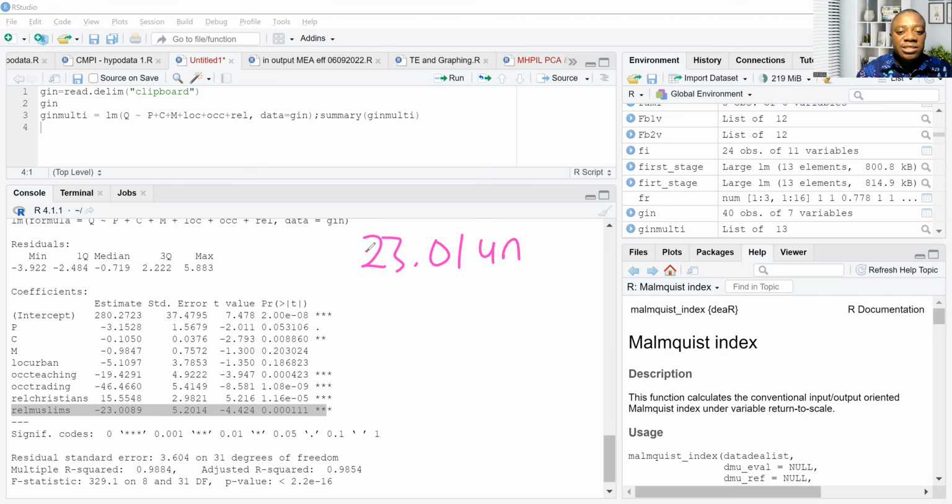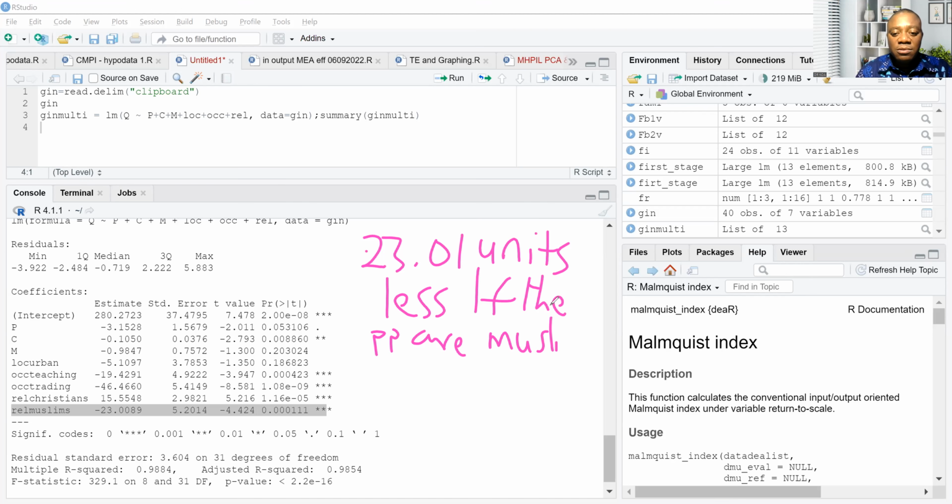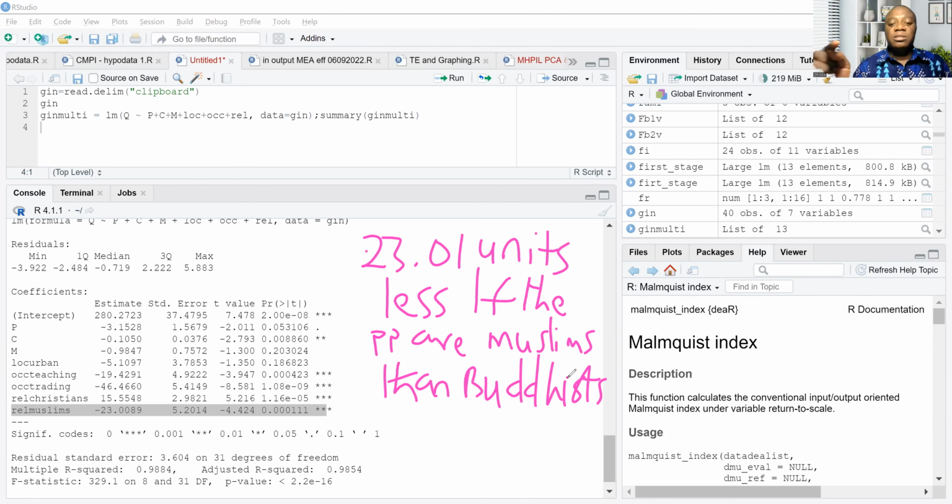23.01 units less, if the people are Muslims than Buddhists. How is Buddhist spelled? If the people are Muslims than Buddhists.